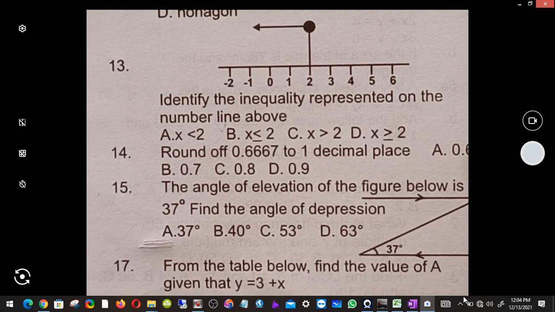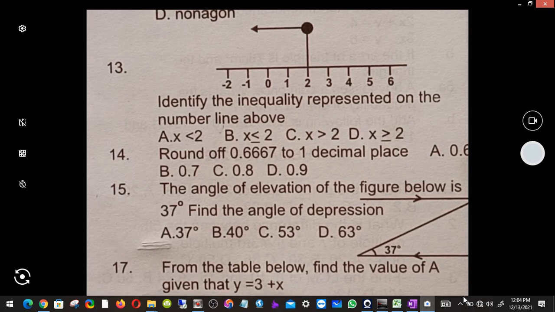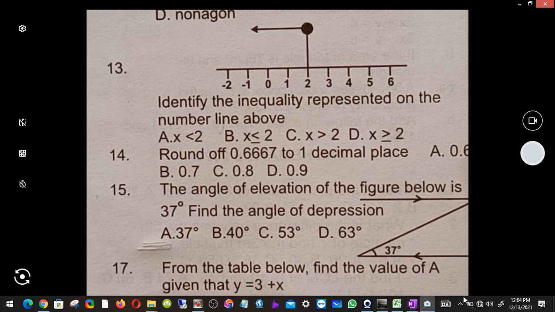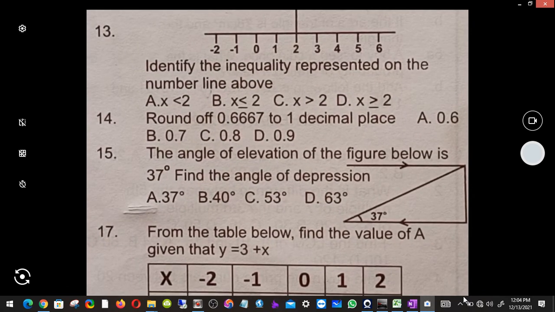Less than or equal to 2. Option B. S less than or equal to 2. Okay. Good.